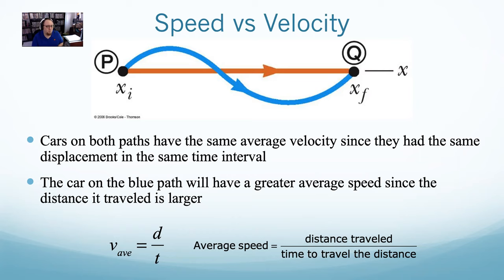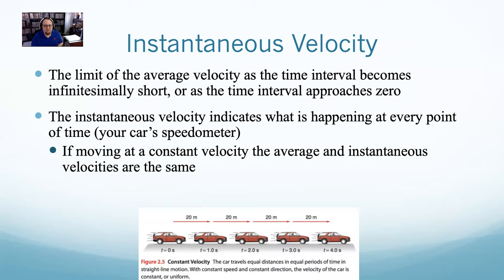Now, if you're driving in a car going down the highway, you don't necessarily care how fast you're going on average. What's going to matter to you is exactly how fast you are moving at the moment you pass that cop who's running radar right there. That's what's important, not what it is on average over the whole trip. Instantaneous velocity is going to be the limit of your average velocity for a very, very small time value. Your instantaneous velocity is what is happening at every point in time.